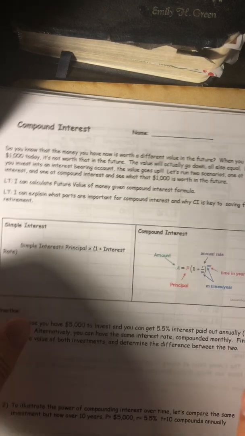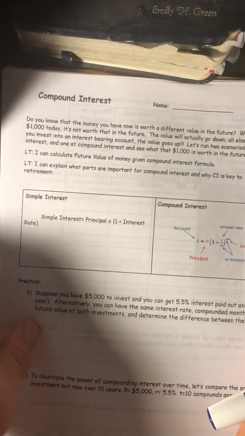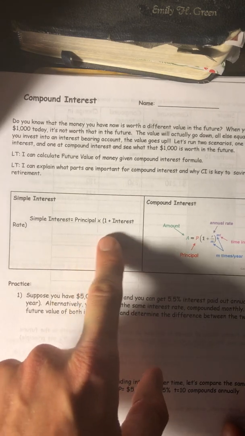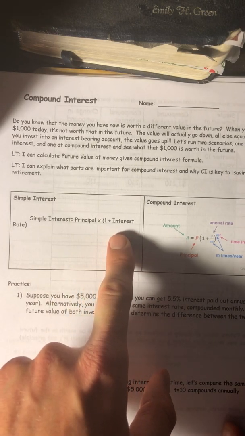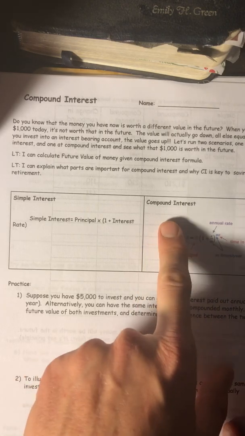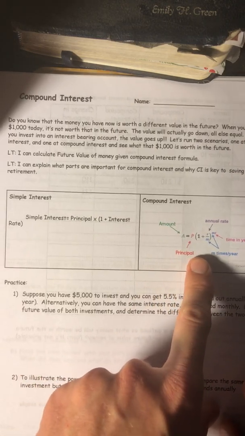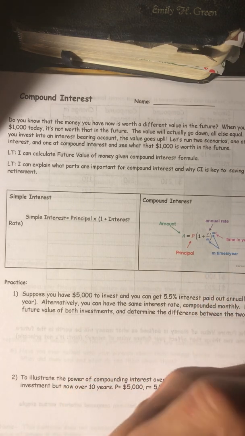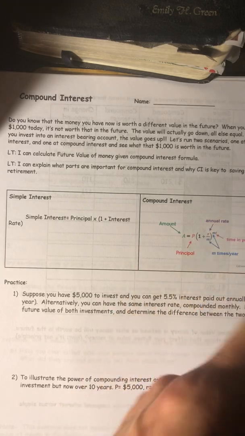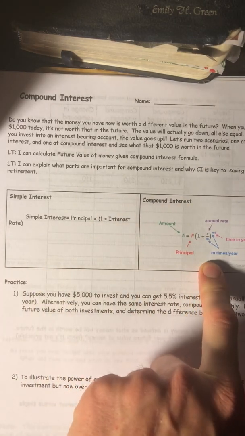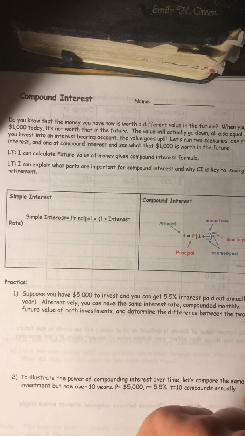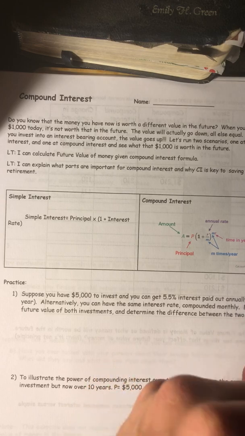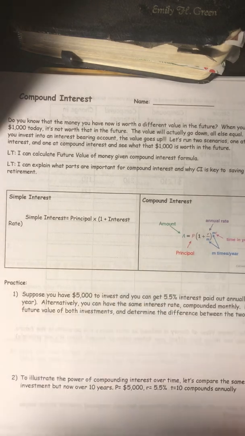Okay, so simple interest, by the way, is just principal times 1 plus the interest rate, and as you can see, the compound interest is a little bit more involved. P is principal, and M is times a year, so you might have something that compounds monthly, so there's 12 months in a year, so M would be 12. If it compounds annually, it would be 1. And if it compounds semi-annually, that would be 2.